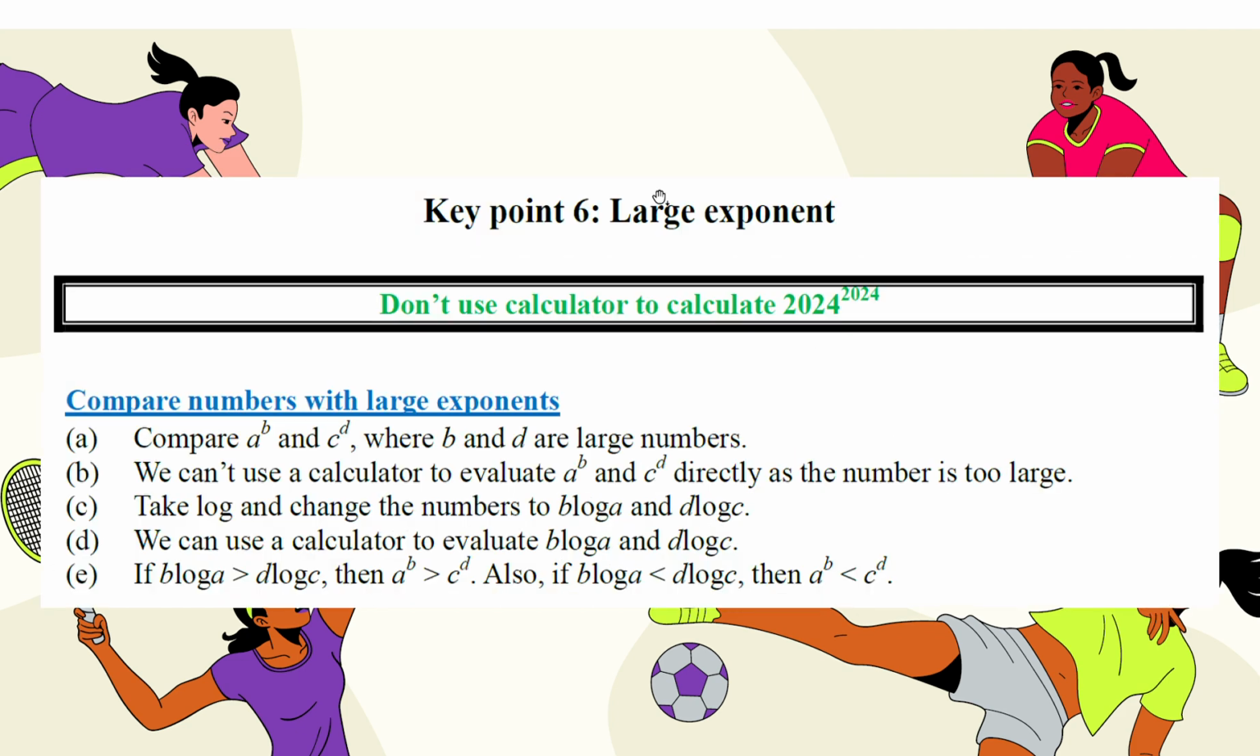And large exponents. For large exponents, don't ask your calculator to calculate this one, 2024 to the power 2024, it will show an error. Remember, if we want to compare big exponent numbers, take the log, because they increase and decrease on the same side. If the log is bigger, the original number is bigger. If the log is smaller, the original number is also smaller. So take the log and do the comparison, and the calculator can help you if you take the log.